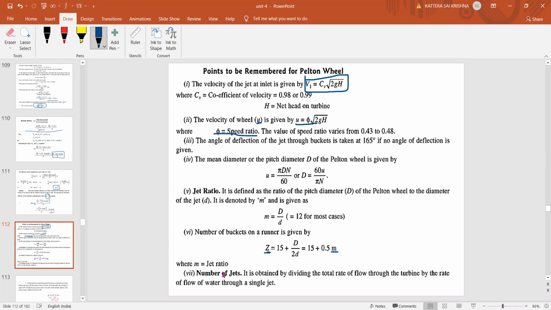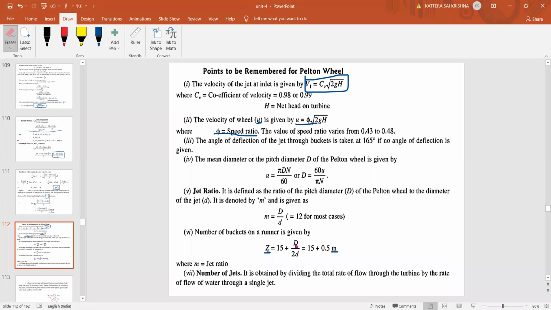Right. So next we need to know the number of jets. It is obtained by dividing the total rate of flow through the turbine by the rate of flow of water through one jet. Nothing but the number of jets you can find by using Q by q, where capital Q is the discharge from the penstock and small q is the discharge at the jet. That way you can find the number of jets required.